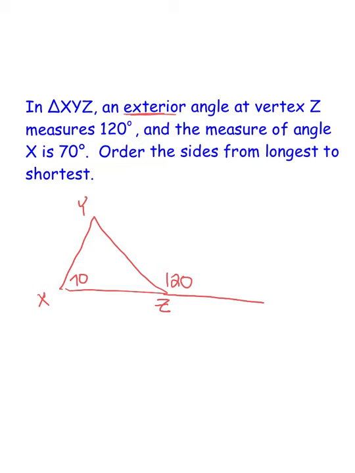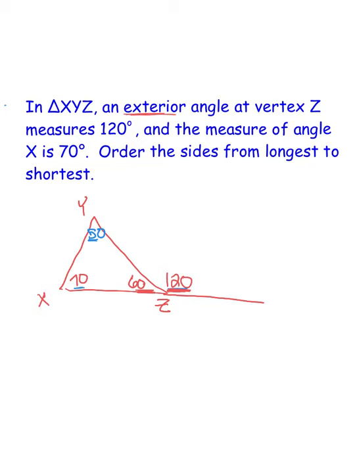So if I remember my exterior angle theorem, it says if I add these two angles, it adds to this. So if I do 120 minus 70, I get 50. So this angle has to be 50. And if I look at this missing angle in here, this missing angle and this 120 have to add up to 180 because it makes a straight line. So this has to be 60 because 60 plus 120 is 180.